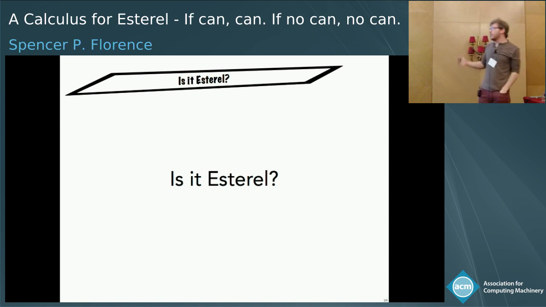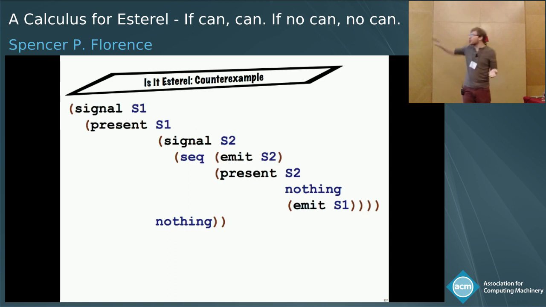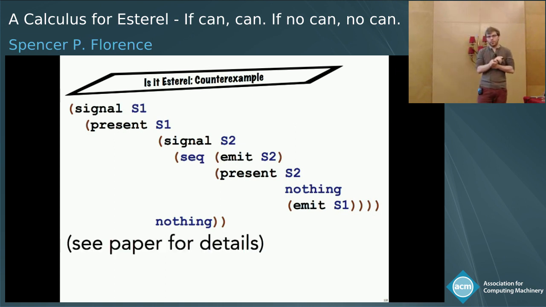But I want to spend a little more time looking at the question, is this actually Esterel? Or another way of saying that, if I have some independently given evaluator, say from the constructive operational semantics, then is it true that if this calculus claims that two terms are equal, they will always run to the same value? Basically, is our calculus sound with respect to this evaluator? We would love this to be true. Unfortunately, I have a counterexample. This is the shortest counterexample we have to this. And I don't have enough time to go into detail, but basically this comes down to causality and constructivity. There are certain kinds of non-constructive programs in which our calculus does the wrong thing. You can look at the paper for more details.